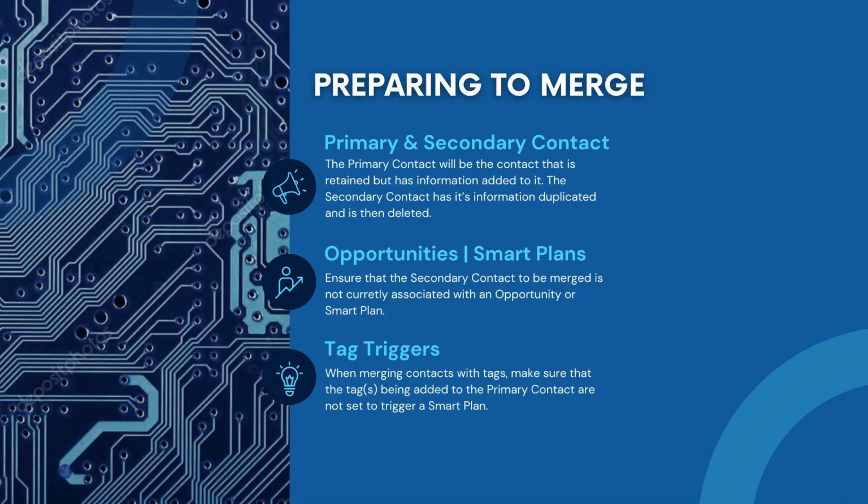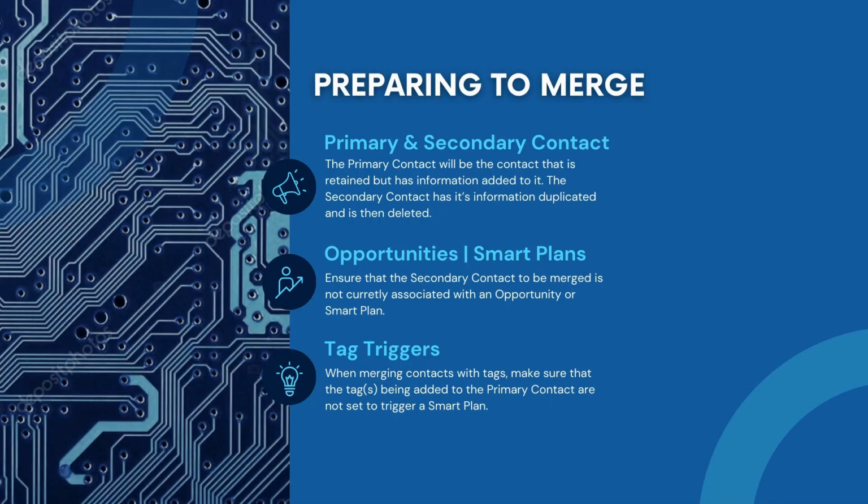Now, the second thing with that will be opportunities and smart plans. And this is where your merge could run into a little bit of trouble. You need to make sure that your secondary contact is not associated with any smart plans or any opportunities. Because that contact will be deleted at the end of the merge, it can't be associated with an opportunity or smart plan, as essentially it would cause those tools to break.